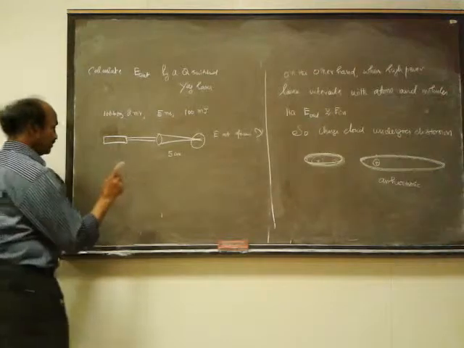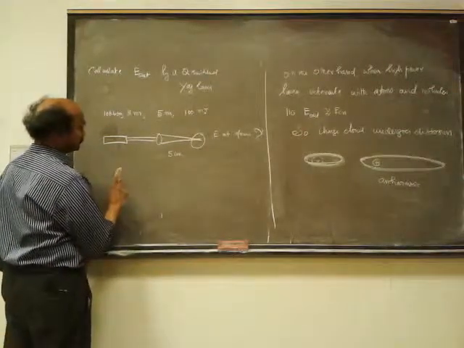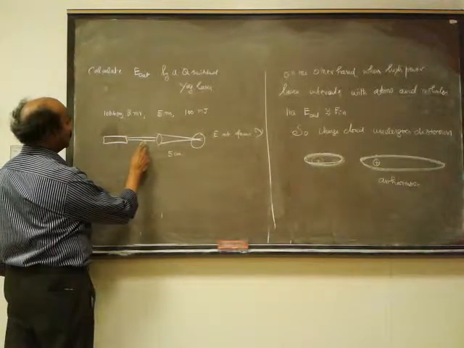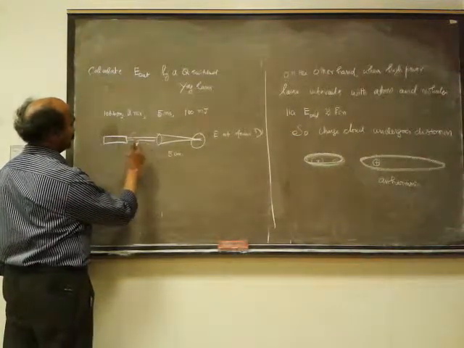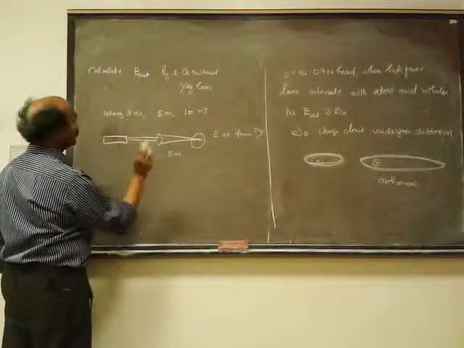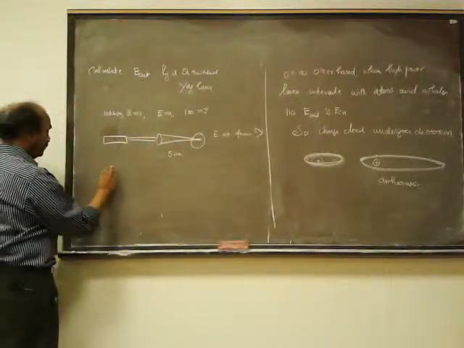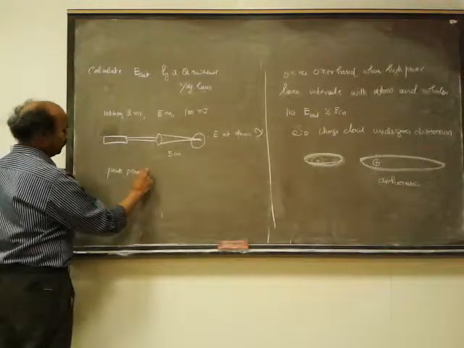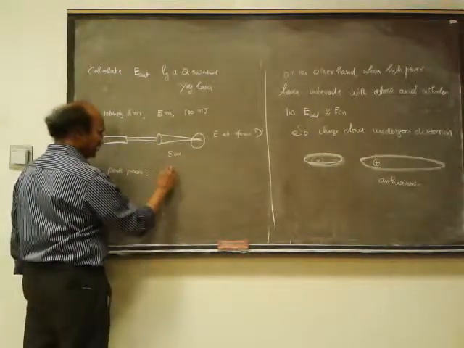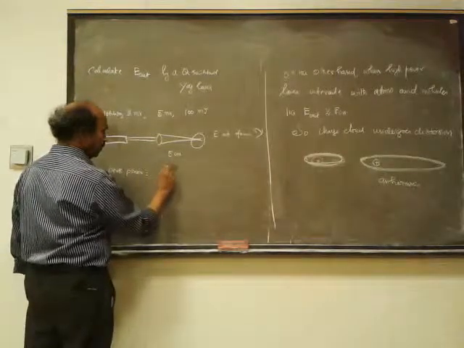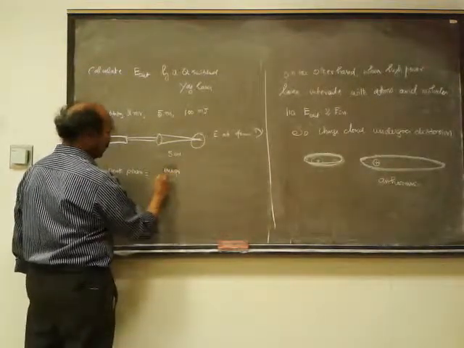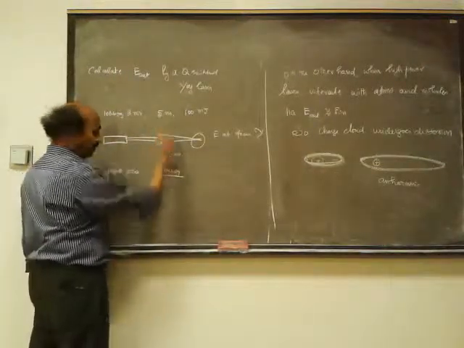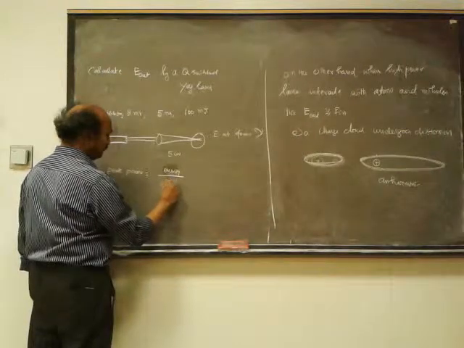To do the calculation, we must follow this. First step, you must find out the peak power. Peak power is energy divided by pulse width. Am I right? Yes. The pulse width is 5 nanoseconds.